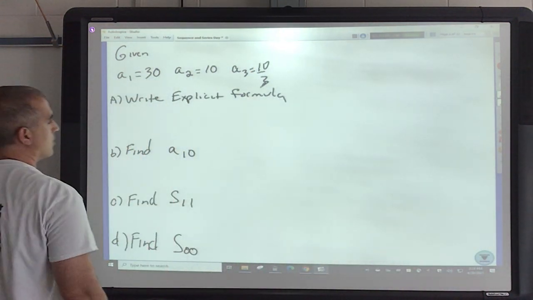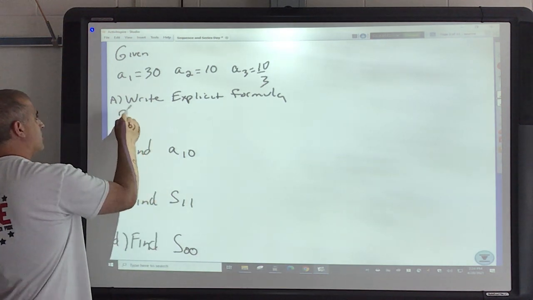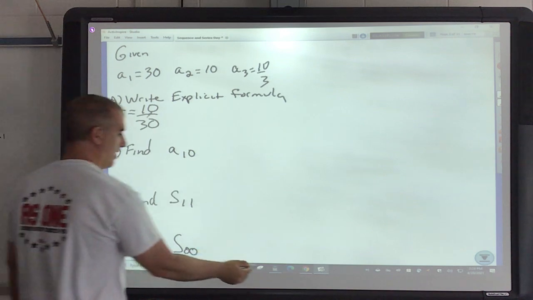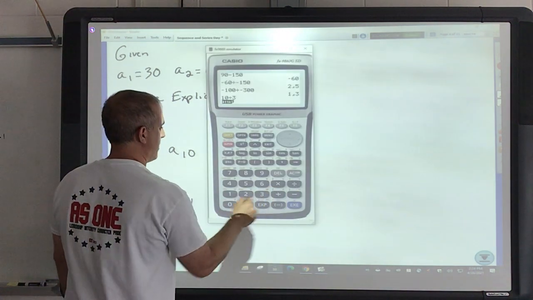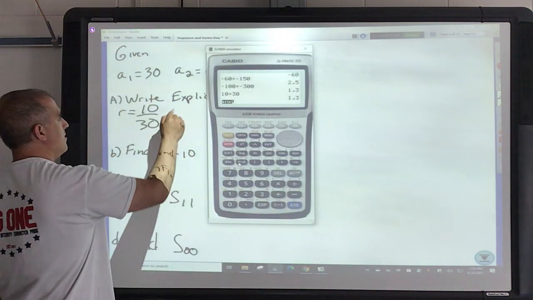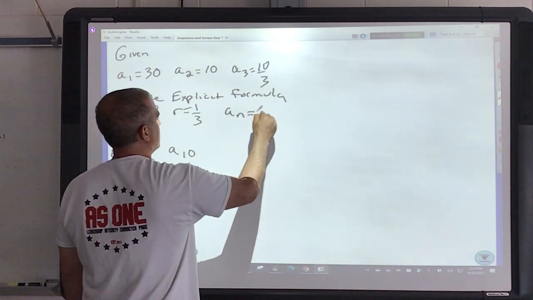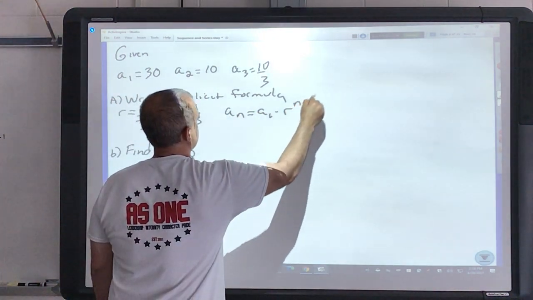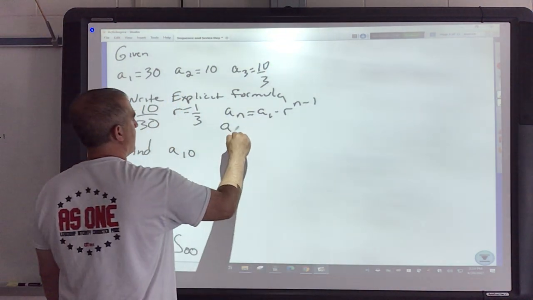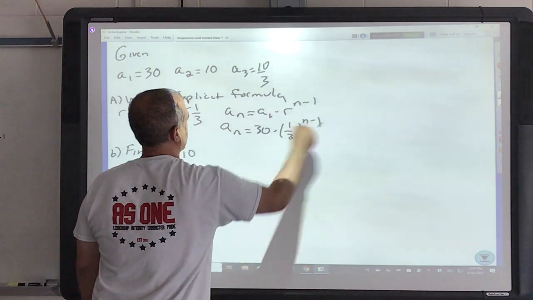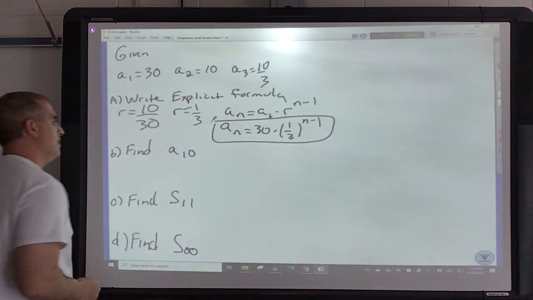So in order to write the recursive, I'm going to need the R. The R is going to be the second term divided by the first. So 10 divided by 30 is 1/3. So my explicit formula for the geometric would be this. I got A_n equals 30 times 1/3 to the n minus 1. So there's my explicit formula.